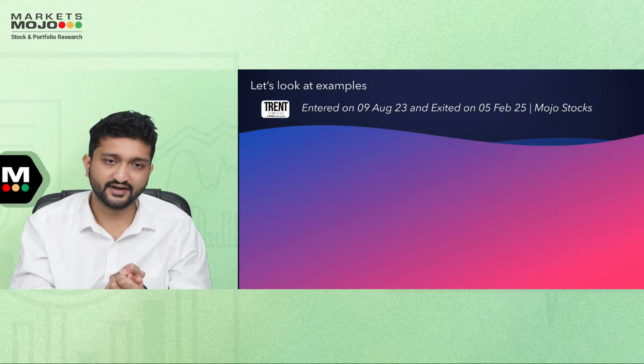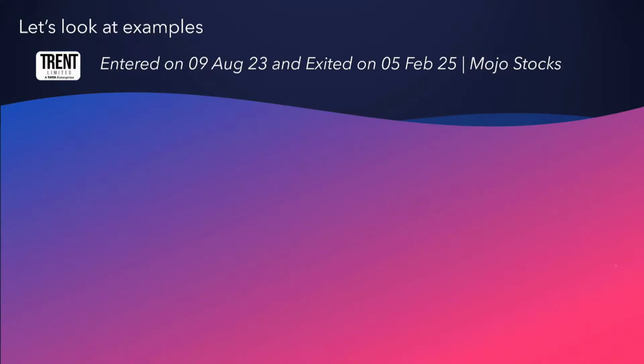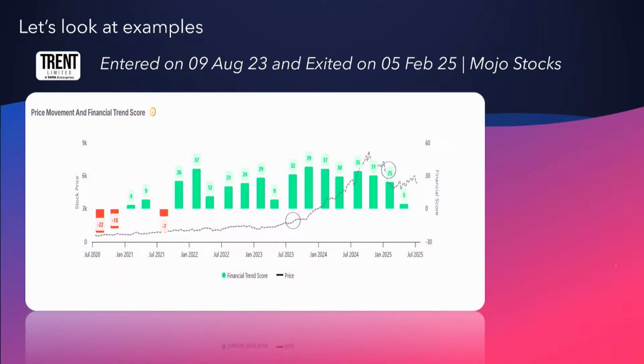This is an example of Trent Limited. Look at Tata Enterprise Company. It was part of the Mojo stock list. And now if I plot this particular chart, you have to be very quick to understand one thing. This black dot is nothing but the price, and these bars over here are nothing but the financial trend score.